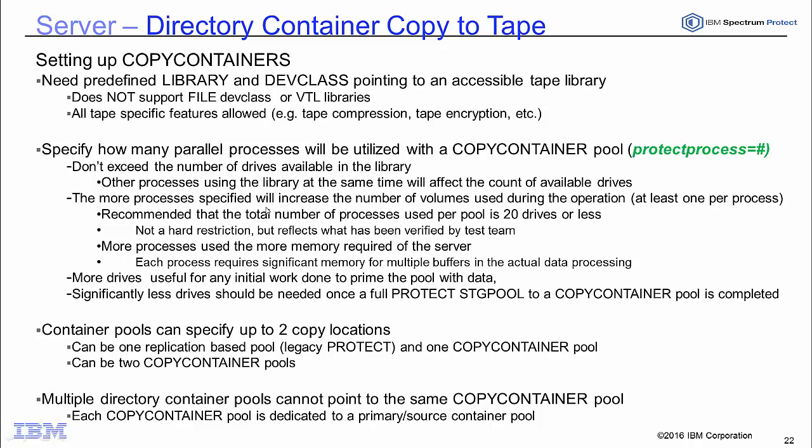The next time we write out, we'll continue writing to those volumes, but you just need to be aware that you might have to have more scratch volumes available. We do recommend that the total number of processes used per pool is 20 drives or less, and that's just a testing verification that we've done with our test team. And the more processes that you use, obviously the more memory is going to be required on the Spectrum Protect server.